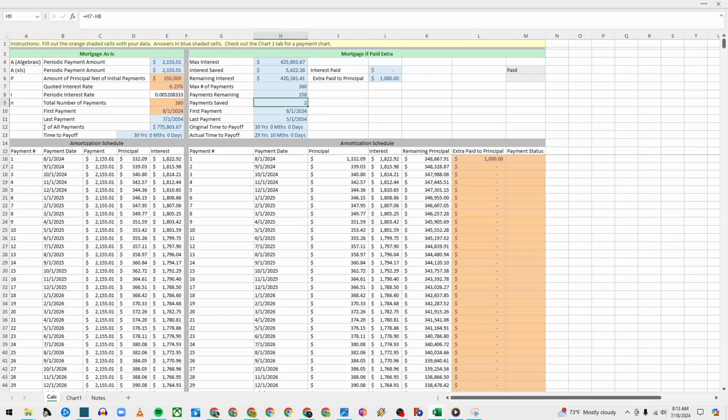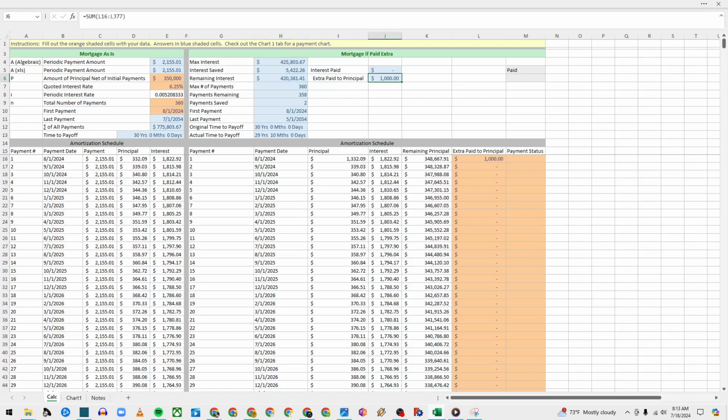You can see that saves me two payments. And by paying that extra $1,000, I've knocked off $5,400 in interest. So at the end of the day, instead of paying $425,000 in interest, I'll be paying $420,000 in interest.